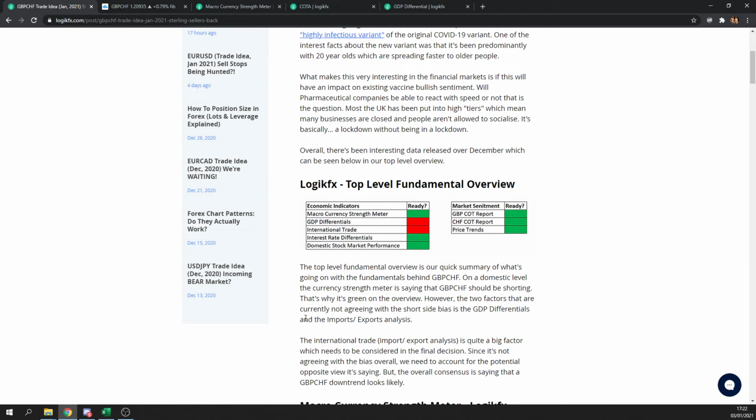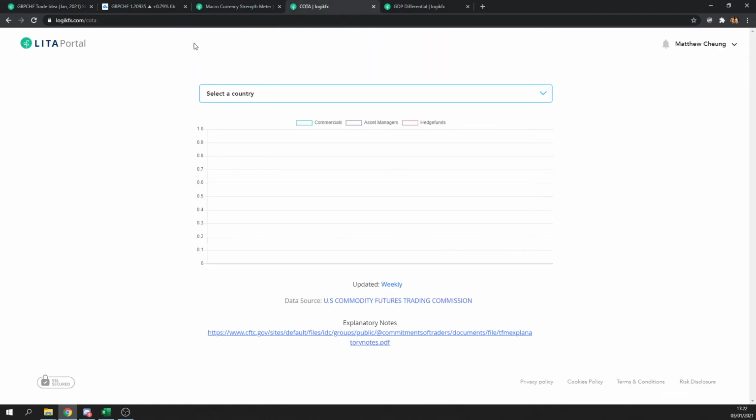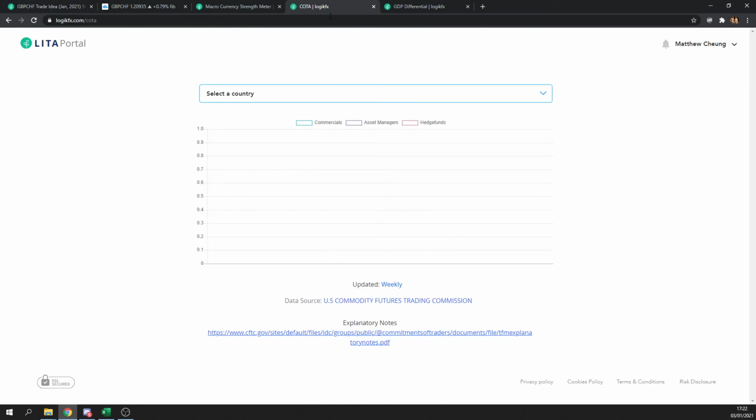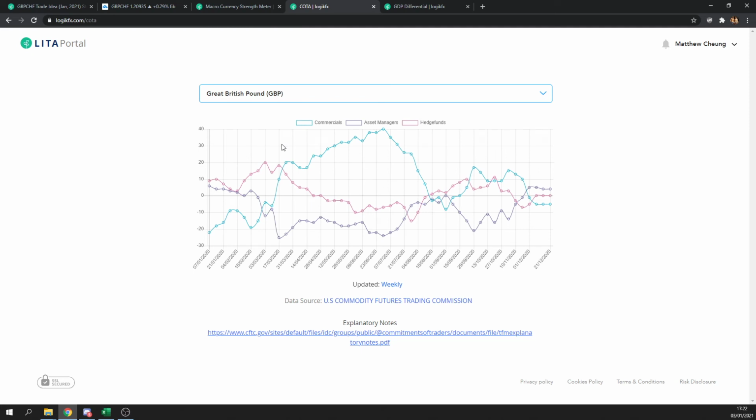The next part is optimization. Now that we know to short GBP Swiss franc, what do we want to be doing to optimize this? Well, we want to be looking at the COT reports. Now, they're currently green in the analysis, and they're green because of the recent data that was released. But the most recent data is still back in the 21st of December.